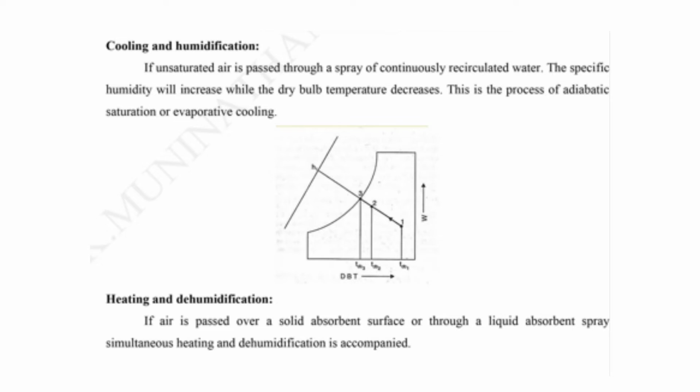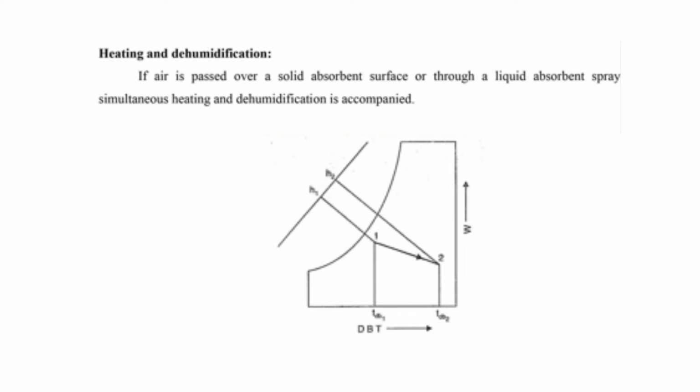The heating and dehumidification: if air is passed over a solid absorbent surface or through a liquid absorbent spray, simultaneous heating and dehumidification is accomplished. In order to find the W value at 1 and 2 from the psychrometric chart, if you have the enthalpy and dry bulb temperature corresponding to the 2 points, we can find all other parameters from the chart.